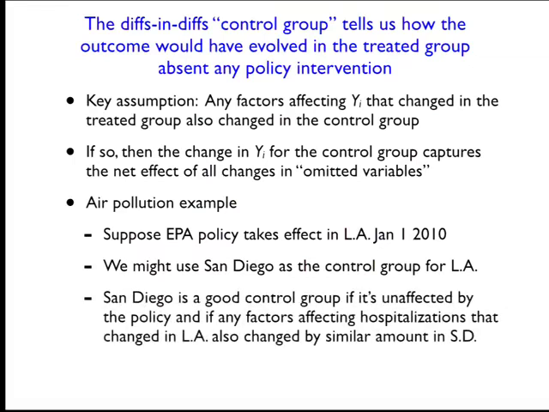And furthermore, assuming that the same policy didn't take effect in San Diego during that period, then it could serve as a control group, because it would be unaffected by the policy and potentially would be affected by all of the other factors that are going to change hospitalizations in Los Angeles. So the idea here is it's going to be a good control group. It's unaffected by the policy, and if any of the factors affecting hospitalizations that are changing over time in Los Angeles also change by a similar amount in San Diego.